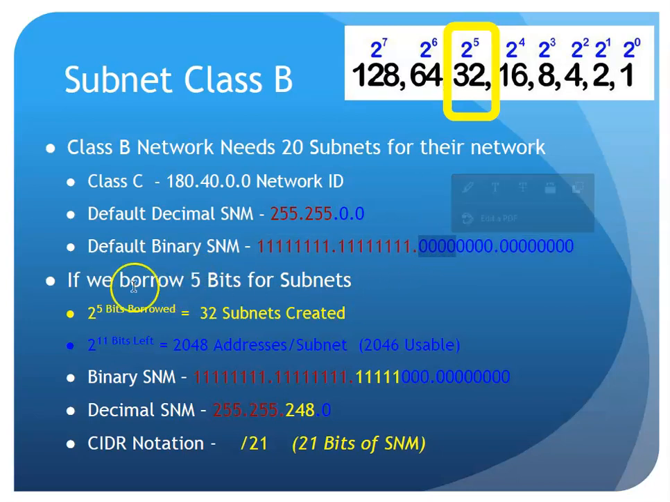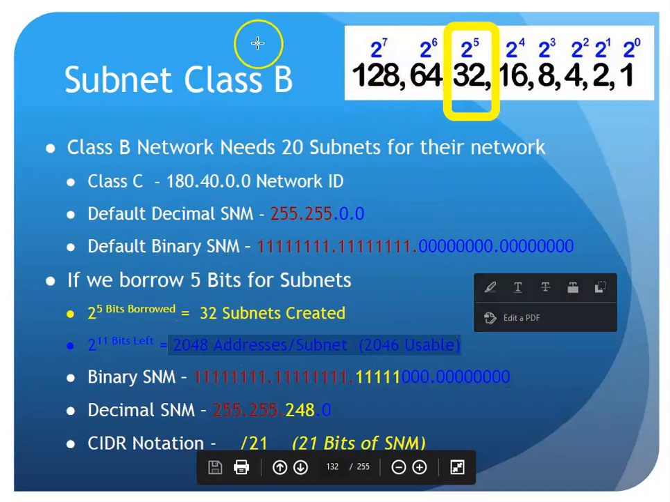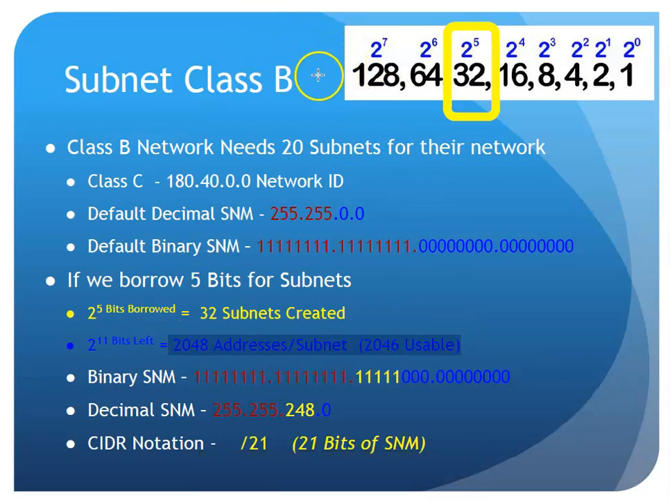Okay, so borrowing 5 bits, 2 to the 5 is going to give us 32 subnets. Here's my 5 bits borrowed right there, 1, 2, 3, 4, 5. I'm going to be left with 11 bits. Here's my 11 bits, 8, 9, 10, 11. So 2 to the 11 is 2048. I could just keep doubling here to get that: 256, 512, 1024, 2048. That would give me my 11 bits, 2048, of which 2046 will be usable.